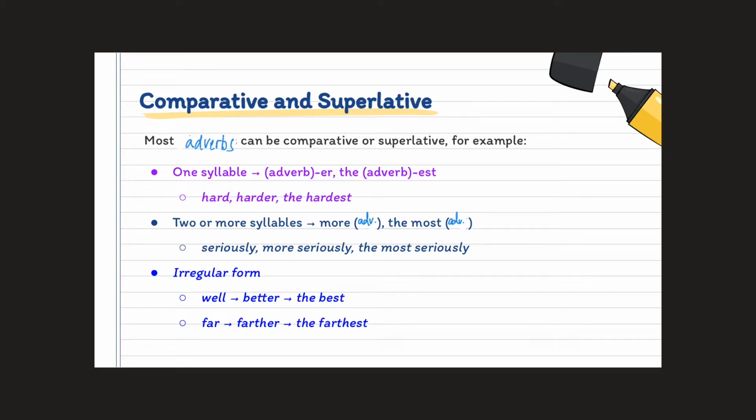For example, the adverb seriously has two or more syllables. So we use this rule to add more in front of it in the comparative form, and then the most in front of it in the superlative form. So seriously, more seriously, and the most seriously. So there are of course some irregular forms just like adjectives. So we have well, better, and the best. Far, farther, and the farthest.